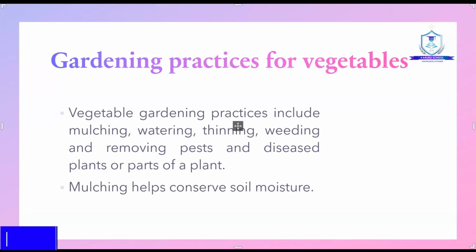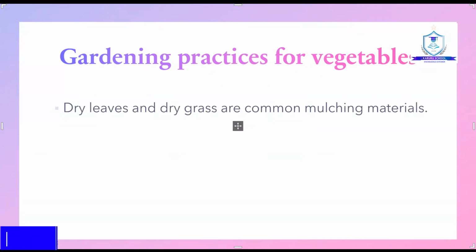Mulching helps conserve soil moisture. Dry leaves and dry grass are common mulching materials.